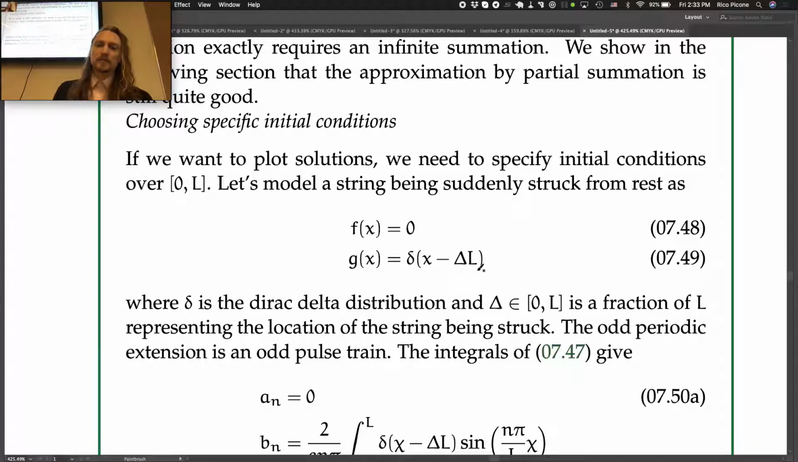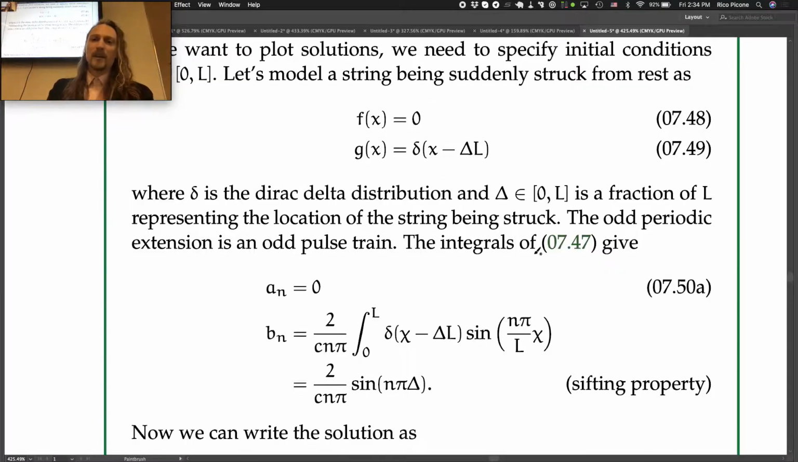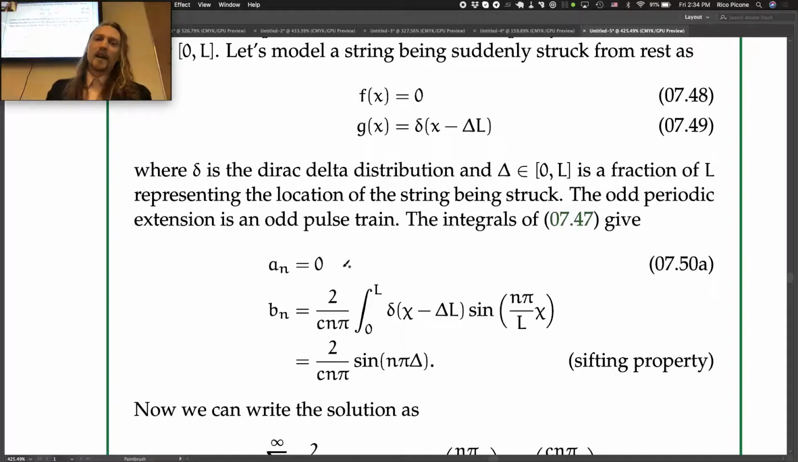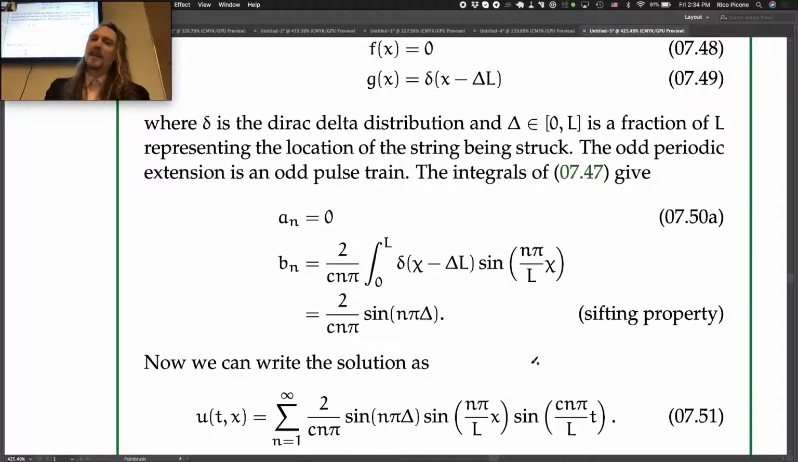So we're going to say, okay, if you put in this very high spike of speed right at a certain location on the string, what happens to the string? Like what happens to the position of the string over time? So that's our goal here for the solution. The odd periodic extension is an odd pulse train. The integrals of 747 give an equal to 0 because you're integrating over 0, so it's nice. The bn's are non-zero, and there's a really nice way to evaluate the integral.